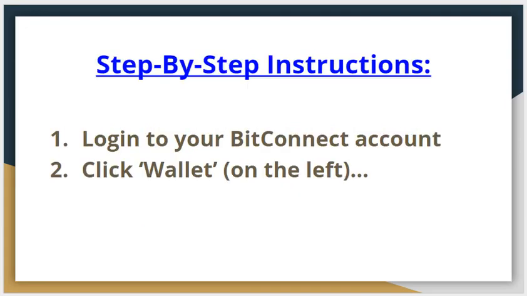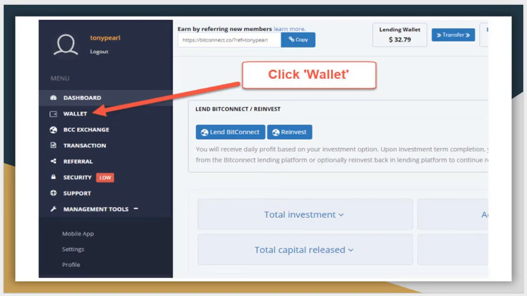So the step-by-step instructions. Here we go. You want to go to that website, which is, after you've logged in there, Bitconnect. Okay, you should have an account on there by now, bitconnect.co. And what you're going to do is click the wallet. After you've logged in, you're going to click on the wallet tab on the left side, and that's what it looks like right there.